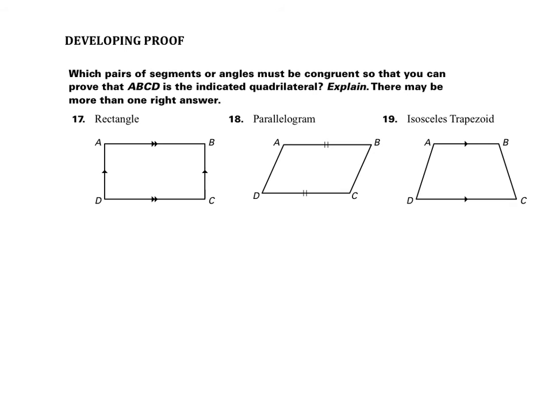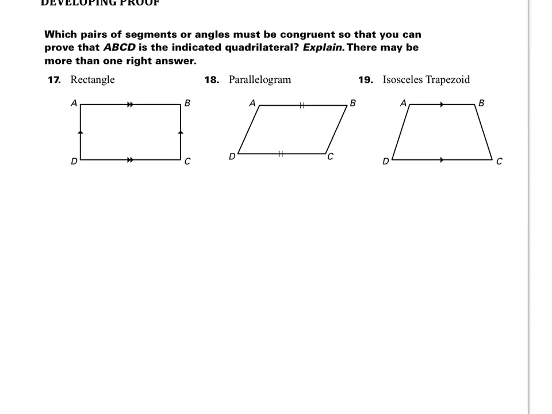In the last section, we're going to see what pair of segments or angles must be congruent so that we can prove that ABCD is the indicated quadrilateral. Okay, and there can be more than one right answer, so I'm going to try to give what I can for each of them. I think the easiest thing, since I only need a pair of segments or angles, for this, it's a parallelogram, is I need the diagonals.